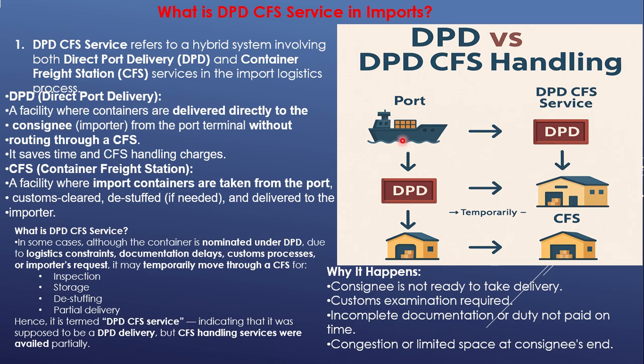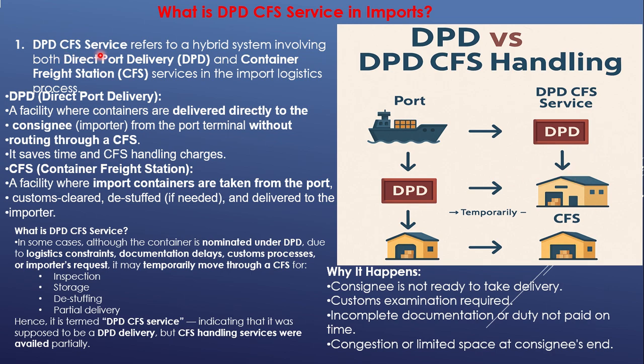Now, the main thing is to understand what DPD is. DPD means direct port delivery. If we use this system, then the shipping line will deliver the goods directly to the importer's factory. There is no CFS and no other yard. So it is direct delivery to the importer's factory. But there are important conditions to clear the goods from the government examination process. So these goods need to be kept in the CFS.